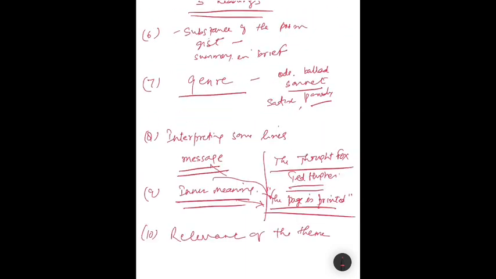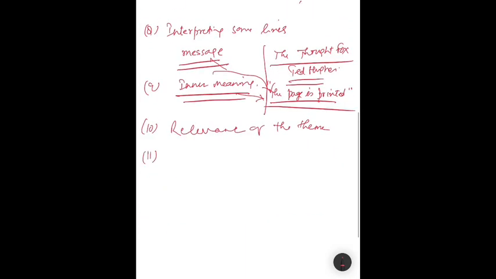Now, then you talk about intertextuality. Intertextuality, something which is very important. What is this intertextuality? You'll try to relate this poem with other texts. Maybe this poem has the echoes of some other poems. Then you will give the reference of that.